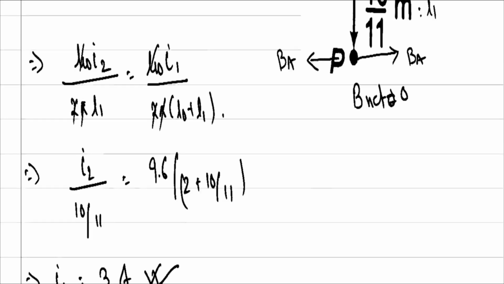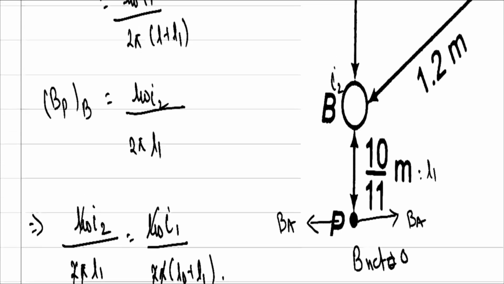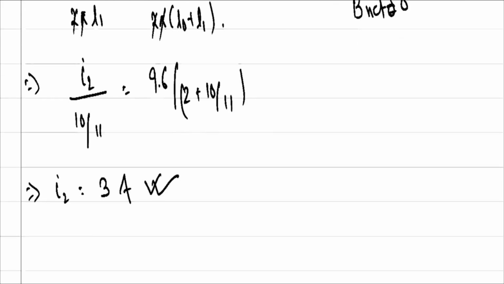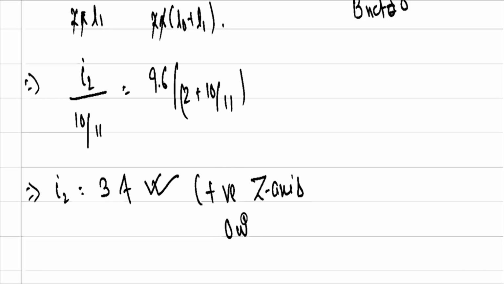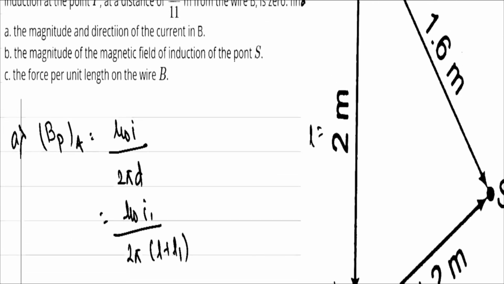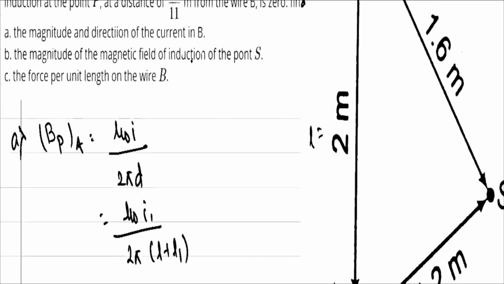Okay. What will be the direction of I2? The direction of I2 will be along the positive Z axis, or outward to the plane. Right answer, good. Fine. Now part B. Find the magnitude of the magnetic field at point S.